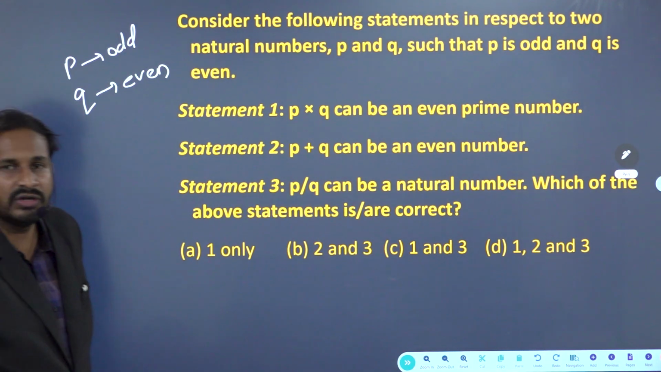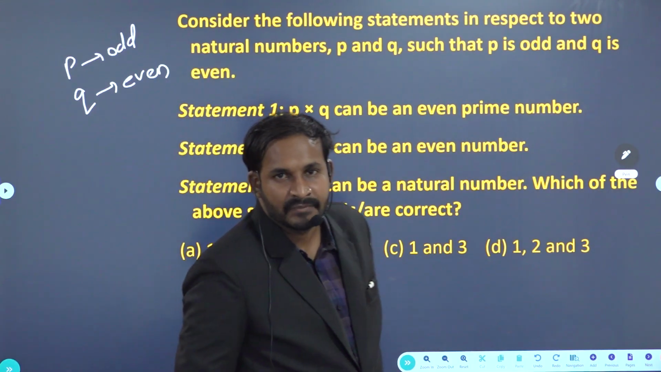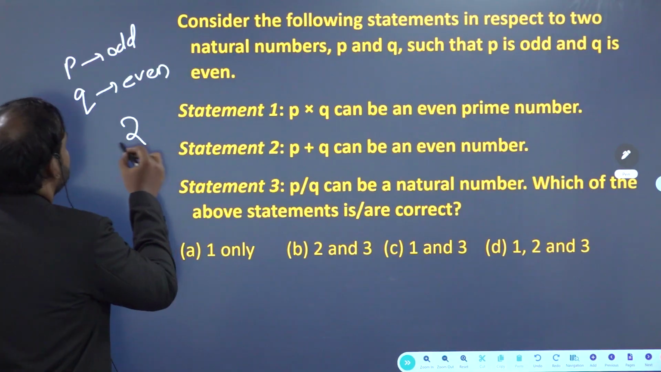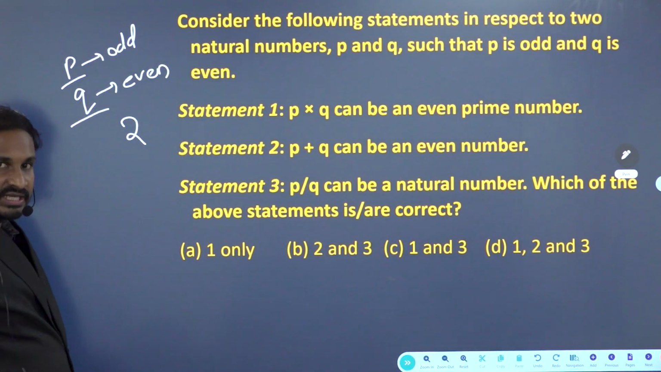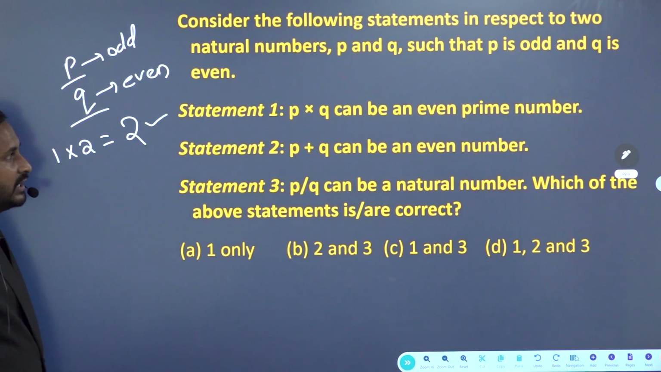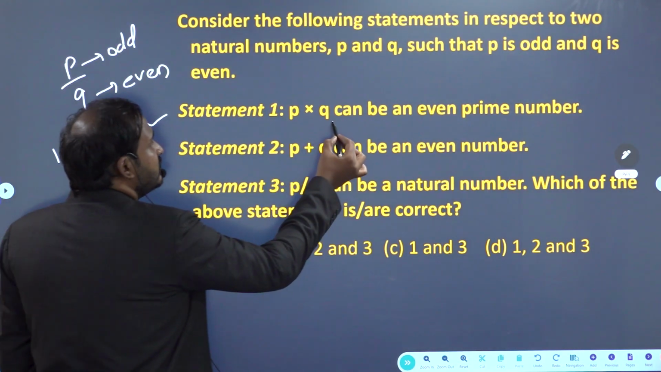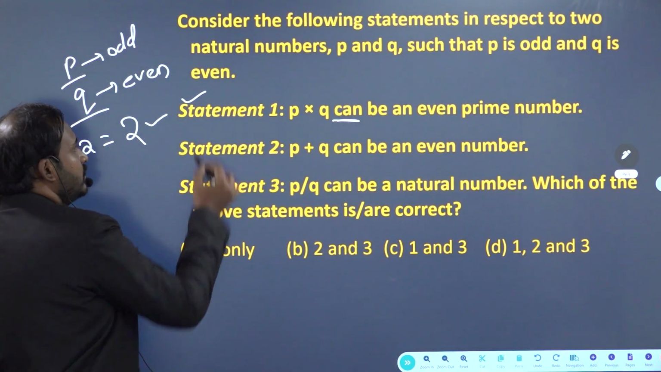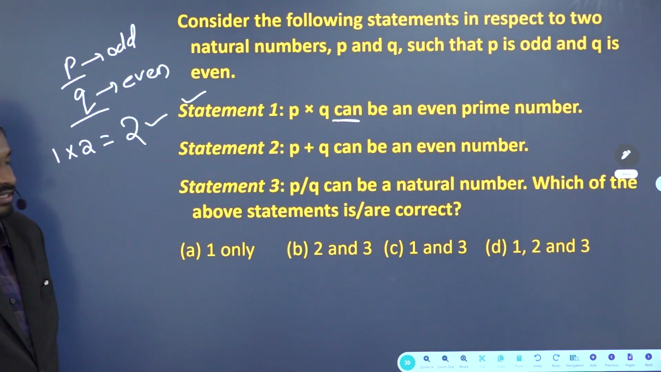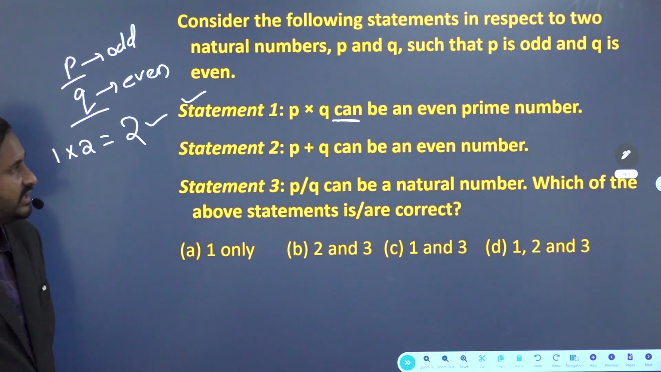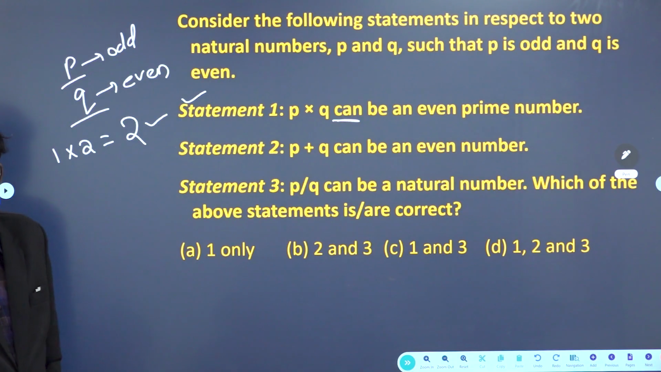Tell me, what is the only even prime number which we have? We have only one even prime number. What is it? 2. Now tell me, can we write the product as 2? Yes. If I take 1 into 2, that is 2. Can be means, if one possibility is there, then we can mark that as true. Not always. He is using can be. Yes, can be, that is true. 1 into 2, 2. There is a possibility. So it can be an even prime number.